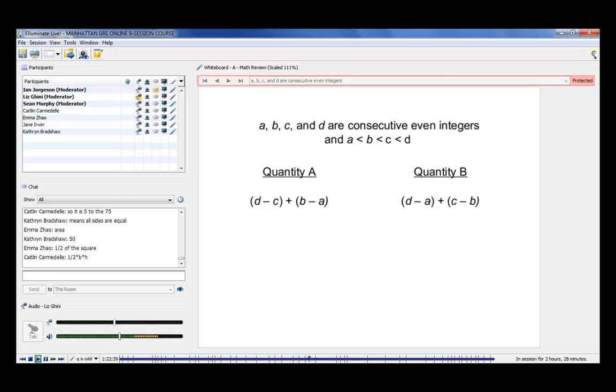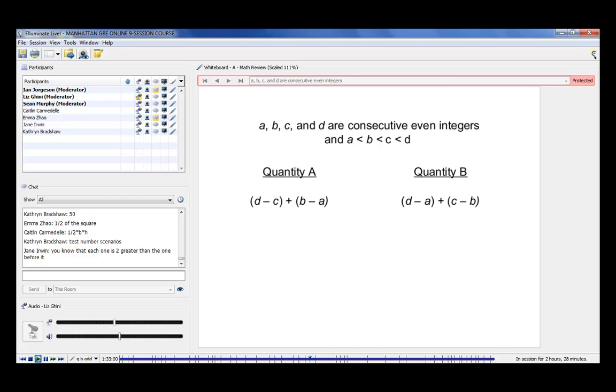How am I supposed to solve this? I have D minus C plus B minus A and D minus A plus C minus B. Okay, can I figure out any of these quantities? What can I do? Anyone have a strategy for me?